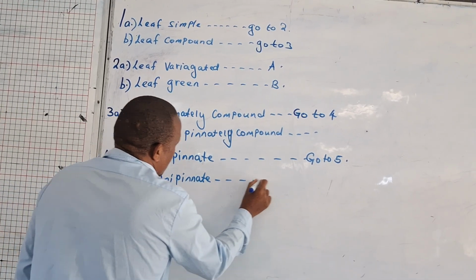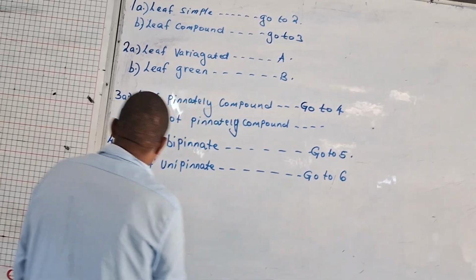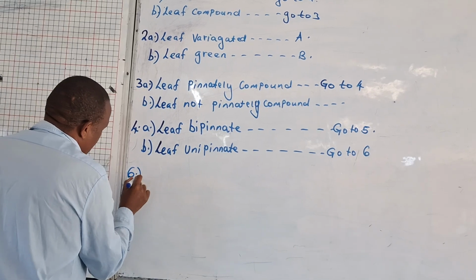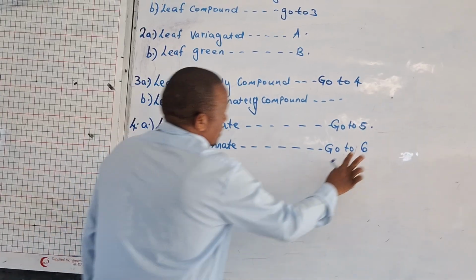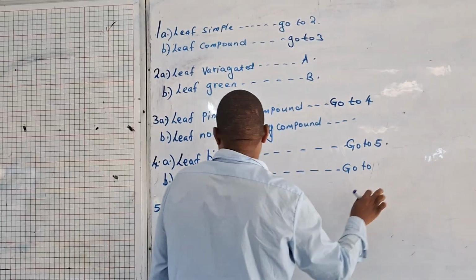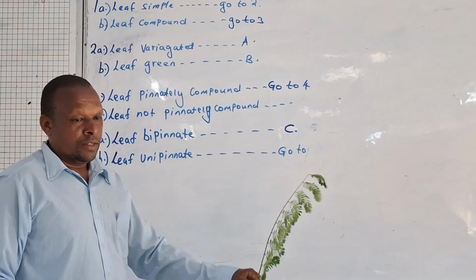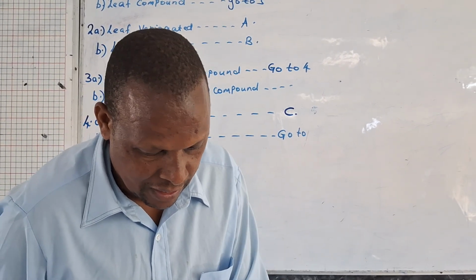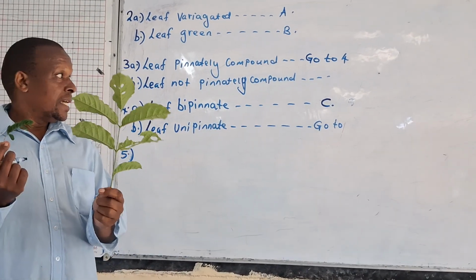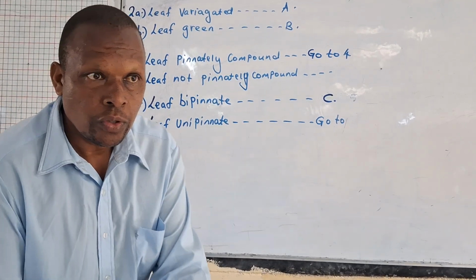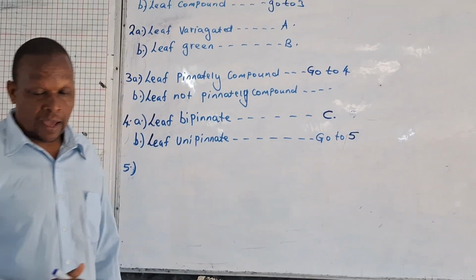Okay? What do? Go to 5, sorry. Oh, this one is, sorry, we leave this. Leaf C. So leaf bipinnate is leaf C. Then, you have got how many which are unipinnate? There are 2. So we go to 5. Like this, go to 5. So we are now in number 5.